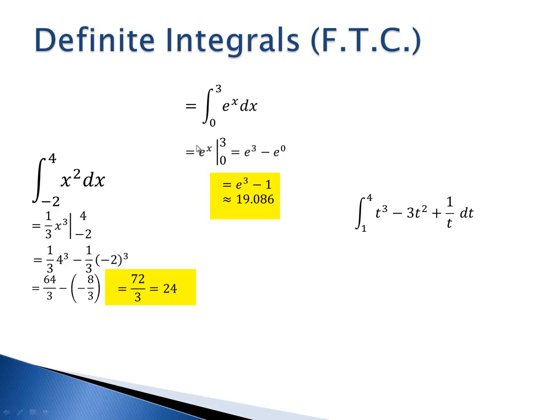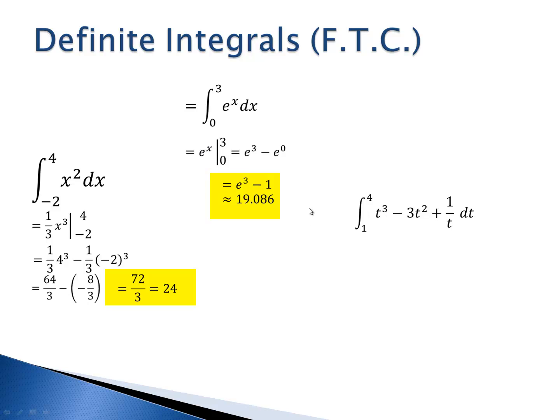Alright, so let's try one more. Integral from 1 to 4 of t cubed minus 3t squared plus 1 over t dt. Maybe go ahead and pause this one and try that one. This one mixes together a couple things, but no substitution or anything required. So pause here and see if you can handle that one, and then when you come back we'll work through it here.